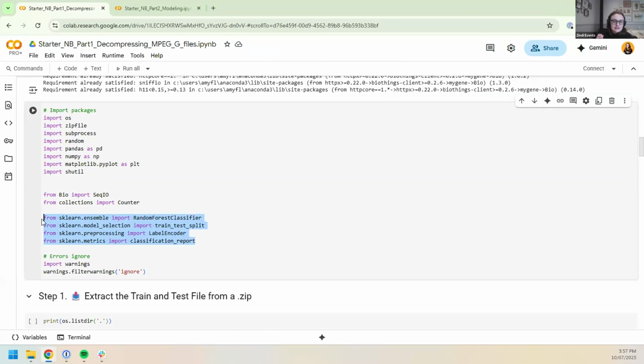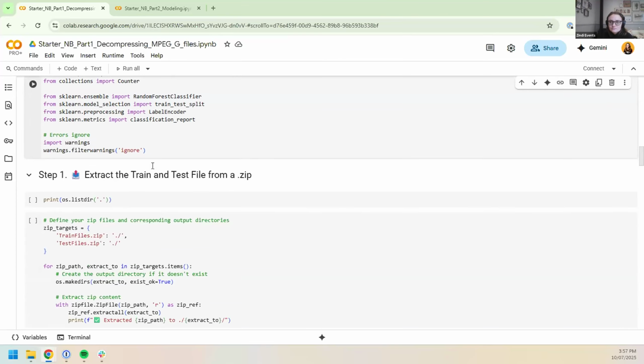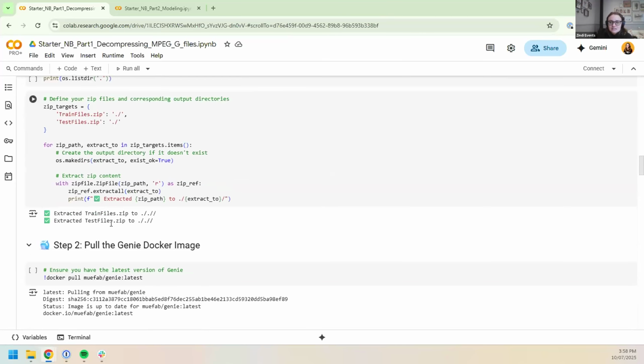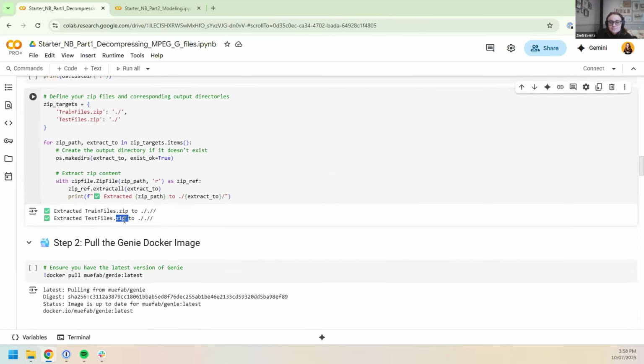Then you can keep these as installed in your environment. But we do need Bio, we do need our matplotlib, our numpy, our pandas, as well as our zip file and operating system. On the competition page, you'll note that there's a train files and a test files. These are two zip folders that contain the MPEG-G files. So first of all, we just extract them into our local directory.